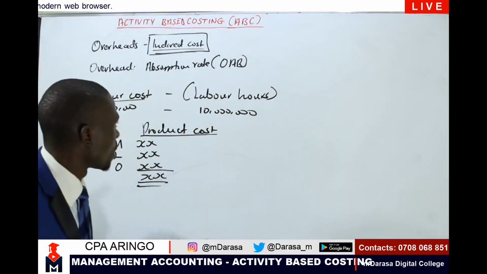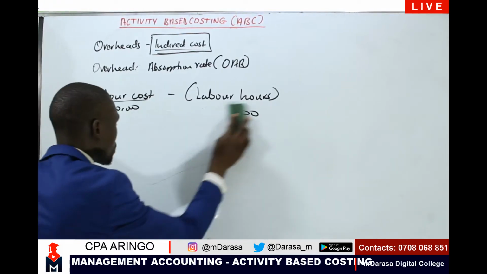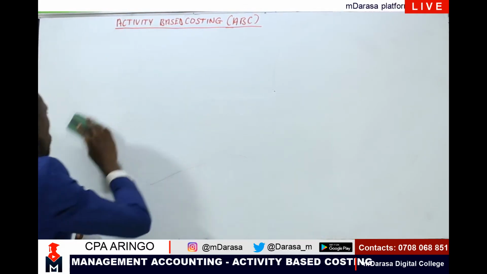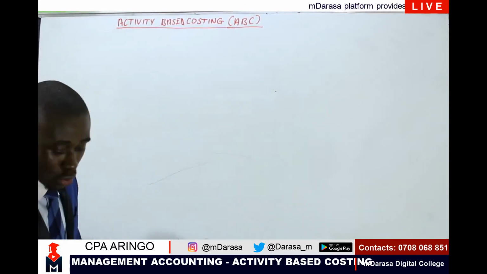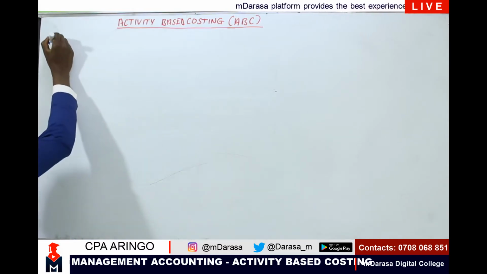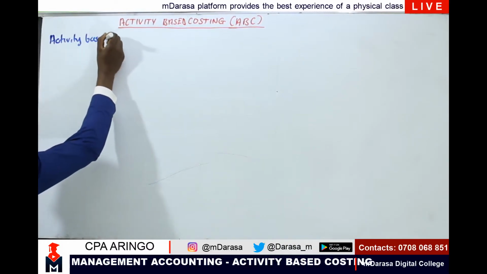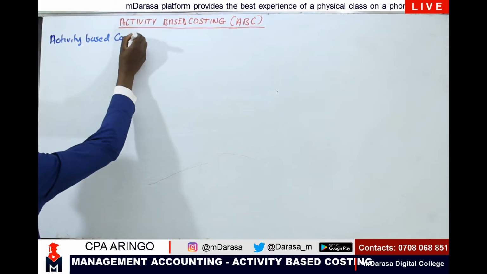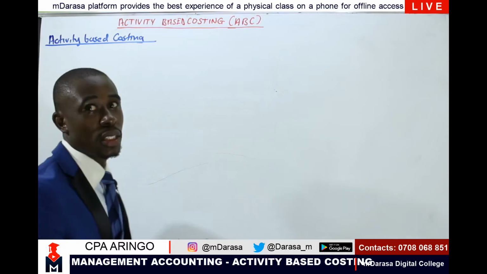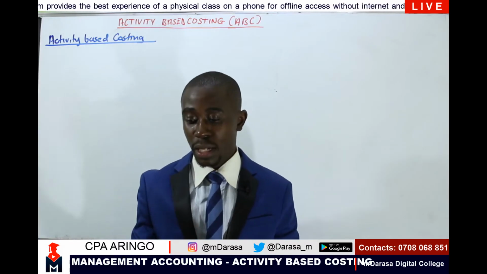So going deeper into that, I want us to introduce now that concept after we've gone through the concept itself. Now introducing activity-based costing. Suppose you're asked what is ABC, what is activity-based costing? If you're asked activity-based costing, what will you mention? That is what I want us to talk about today.